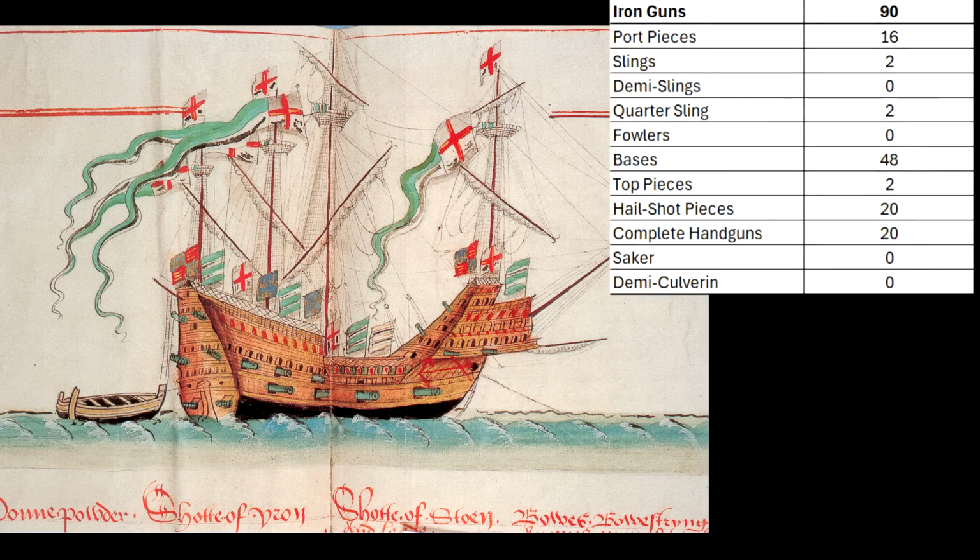Iron gun numbers are likewise down, although interestingly enough we still have exactly the same number of port pieces, and we actually have 2 slings as opposed to 2 demi-slings on the Peter Pomegranate. Same number of quarter slings. We've lost all 4 of the Fowlers, and we've lost a whole bunch of bases as well, although we retain the top pieces and 20 hail shot pieces.